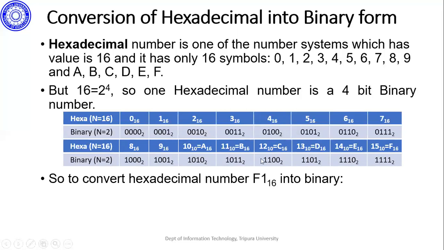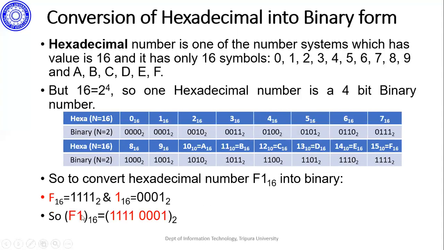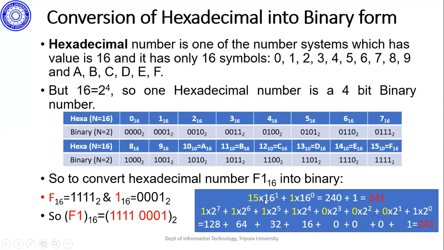Only difference in these two lines is that the first digit is 1 and 0, and the next digits are same. So to convert a hexadecimal number F1 base 16 into binary, what we have to do is that F is equal to 1111, as per this table, 15 means 1111, and 1 is equal to 0001. You can see here. So these two come here, and this F1 is very simply equal to 11110001. So let's check whether it is correct or not. So 15 into 16, 15 means F, and 16 to the power 1, plus 1 into this, is equal to 240 plus 1, which is 241.